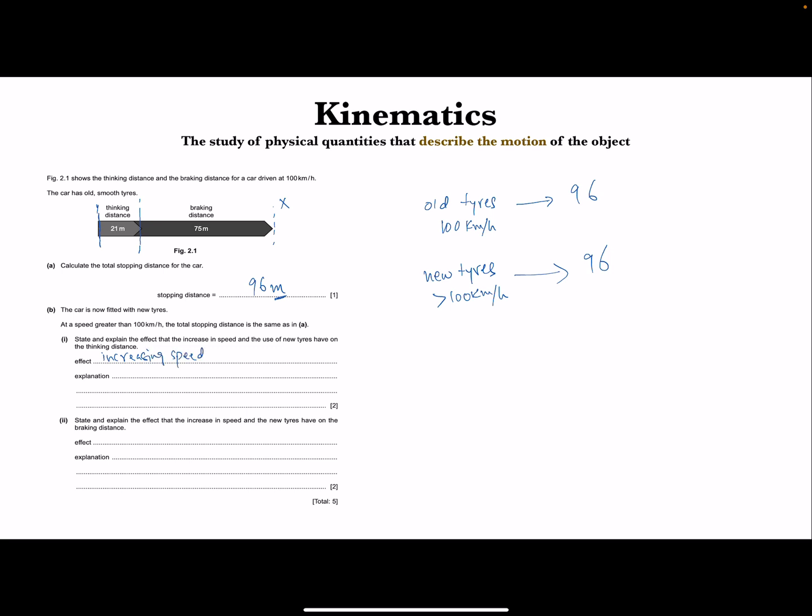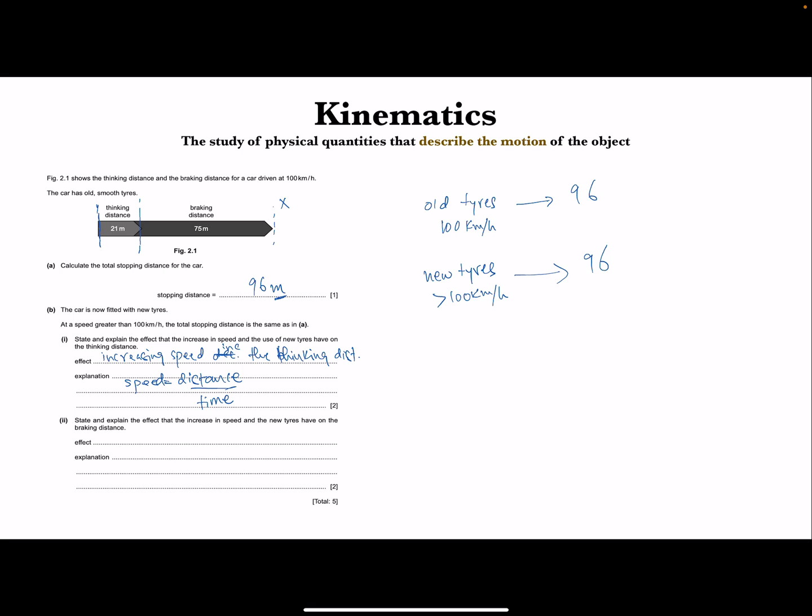So the effect of increasing speed, in the explanation, is that increasing speed increases the thinking distance. I'm just using abbreviations, but you can't do that in an exam. Anyways, explanation: speed equals distance divided by time. And so if I have a greater speed, I'll be traveling a greater distance before I react.